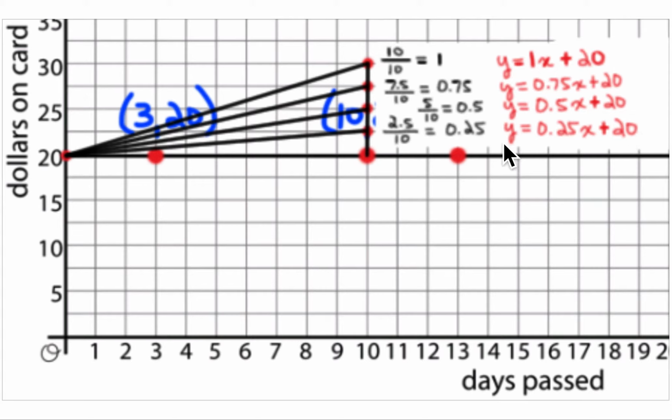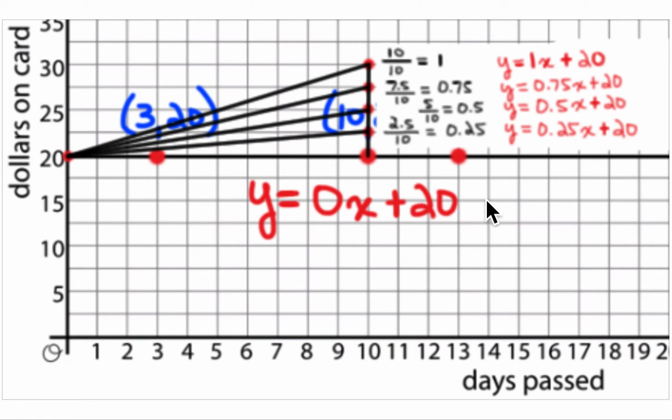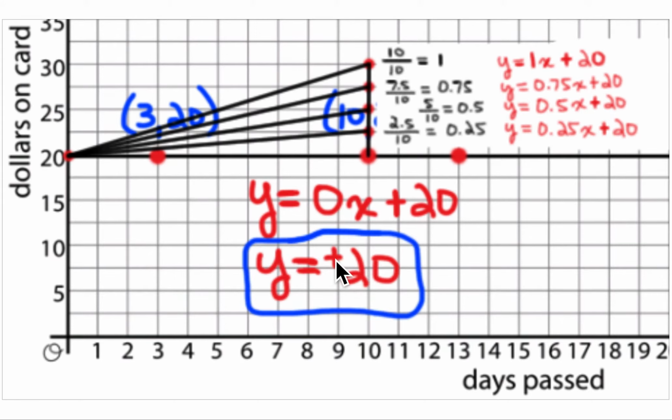and you have to add that to 20. And finally, what happens if he doesn't add any amount of money to the fare card at all? Well, that's 0 times x, so it's $0 times the number of days. Well, that's going to be 0. Number of days times 0 is 0. And then you're going to just get a value of y equals 20. So wherever you are on this graph, y is equal to 20 regardless of what the number of days are that goes by. And so that equation actually is y equals positive 20.